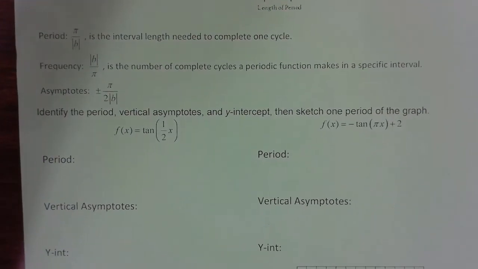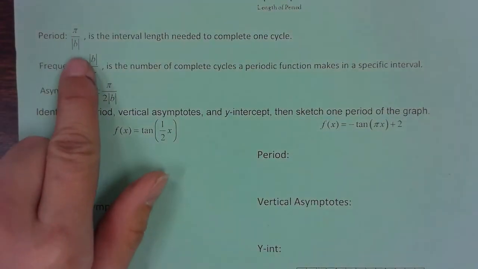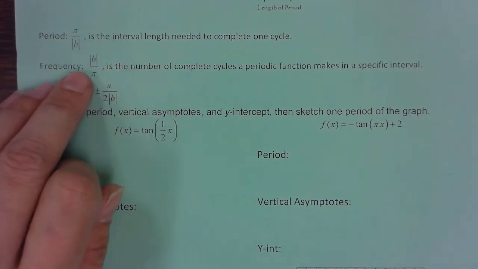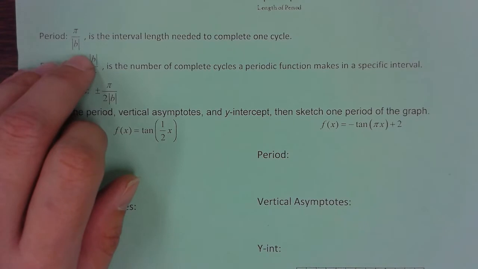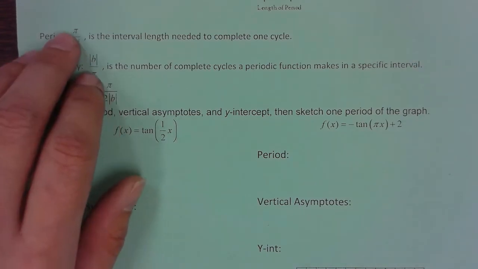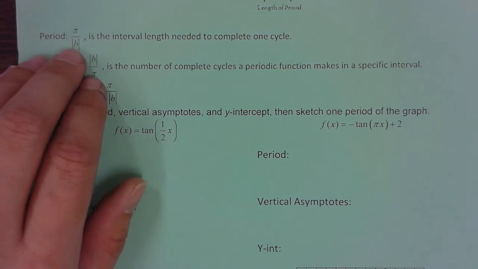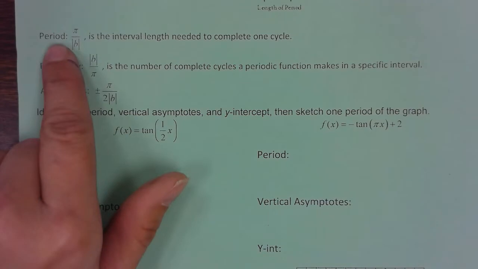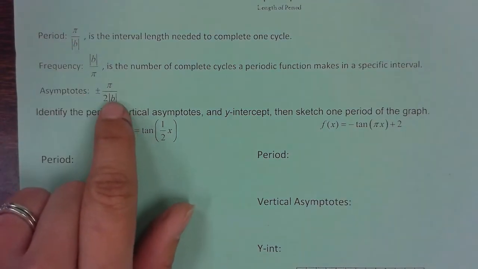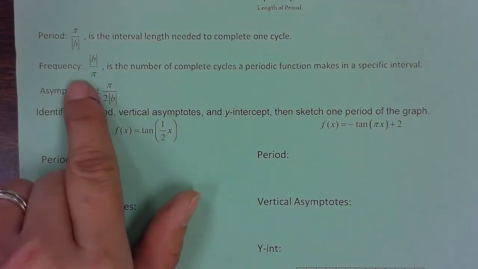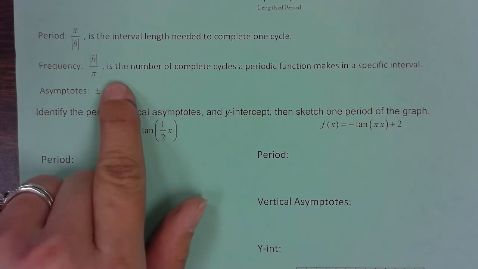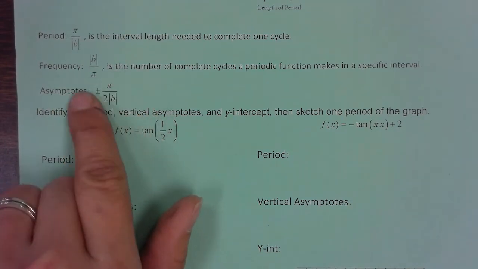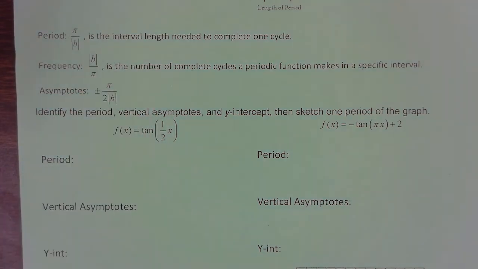Now, when we do our period, it is pi over the absolute value of b. This is very important because it's a little bit different than sine. So we need to make sure that you realize the difference. It's not 2 pi over b, it's just pi over b. To find the asymptotes, we take our period and cut it in half. Or if you want, you can just memorize this equation and do it that way also.